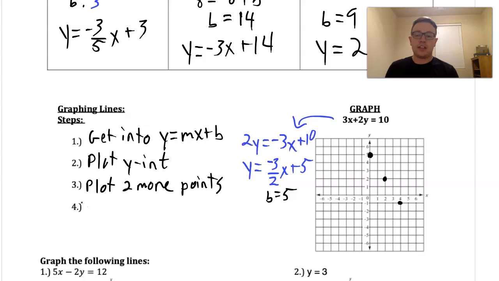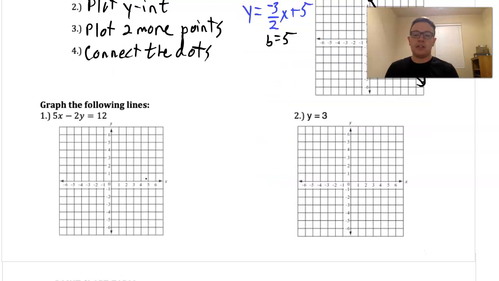Then step 4. This is super hard. We're going back to kindergarten here. We're going to connect the dots. And when you're connecting the dots, use something straight. Use something that has the ability to make straight lines. Unfortunately for me, that is hard to do on a computer, but I'm going to do my best here. All right. And we connect the points as straight as possible. And that's how we graph.